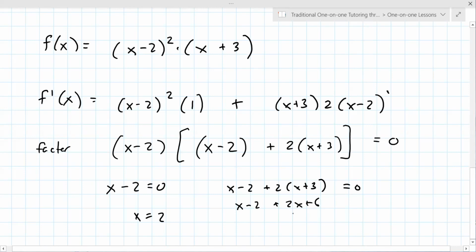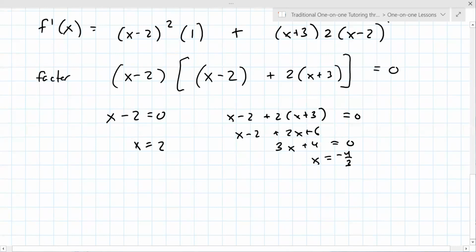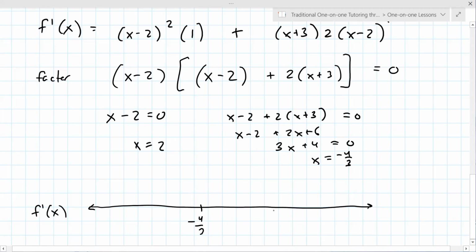So this ends up being 3x plus 4 equals 0, so x equals negative 4/3. Okay, so the following is my preference, and it is allowed: you make a number line for the derivative, and you make a mark for each of the critical points. Yeah, that's what we do in class. That's what he likes.